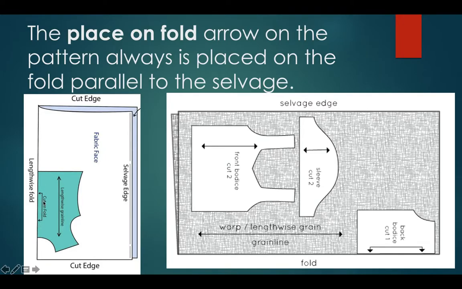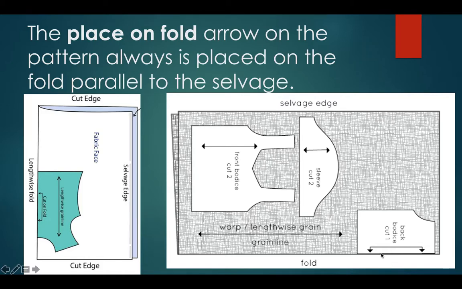Our place on fold arrow is pointing toward this edge of the pattern, so this edge of the pattern is placed exactly on this edge of the fabric, not hanging over and not into the middle of the fabric. Same going here.